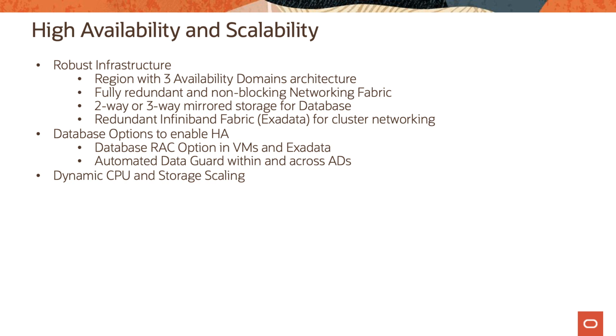In the case of high availability, Oracle Cloud Infrastructure DB Systems has 2 options. One is the database rack option in virtual machines and Exadata, and the other one is the automated Data Guard deployment within and across availability domains for VMs and bare metal shapes. As I mentioned in the previous lesson, OCI DB systems also have dynamic CPU scaling for bare metal shapes and storage scaling for VM DB systems.